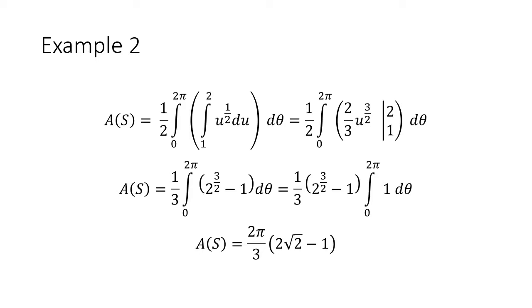So the length from 0 to 2 pi is just 2 pi. So when I do 2 pi times my 1/3, I get 2 pi over 3. And then 2 to the 3 halves really simplifies to 2 square roots of 2. And then, of course, that minus 1 stays the same. And so there's my answer. That's my fully simplified answer.